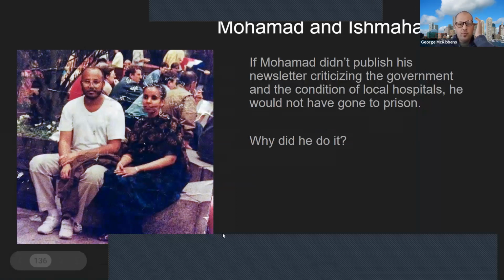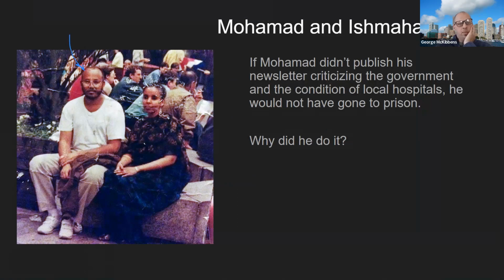We had a breakout room discussion with this question. So there's Mohammed Barund. This is taken sometime circa 1981. They're a young couple, newly married. And Mohammed decides to publish a newsletter criticizing the government. So we discussed why in the world would he criticize the government. He gets himself thrown into solitary confinement. That means he's in a little tiny space by himself for the rest of his life.